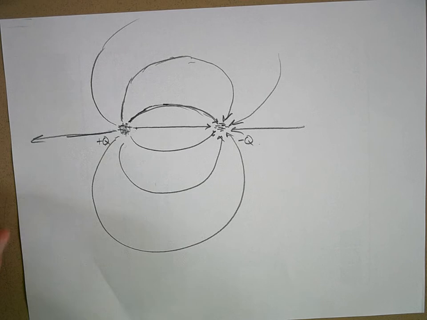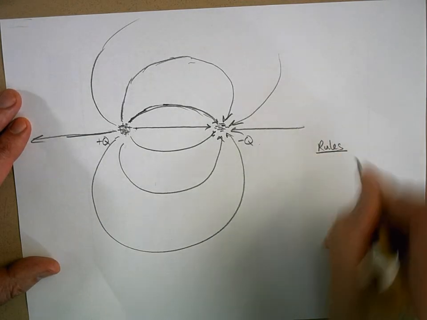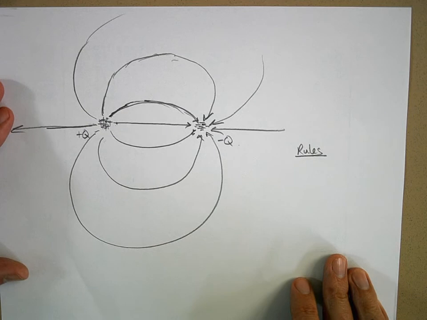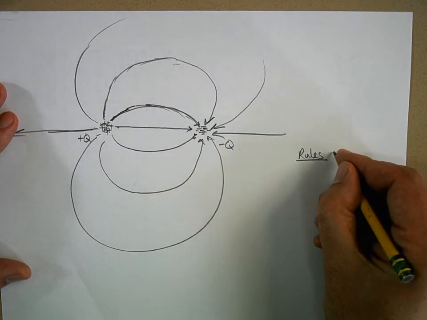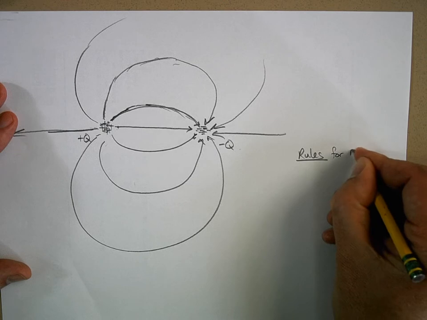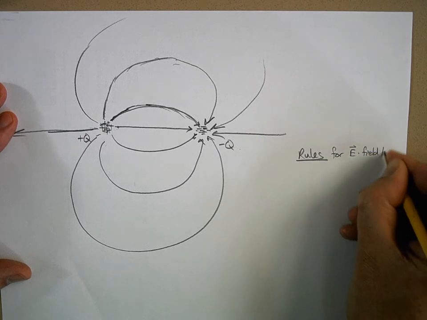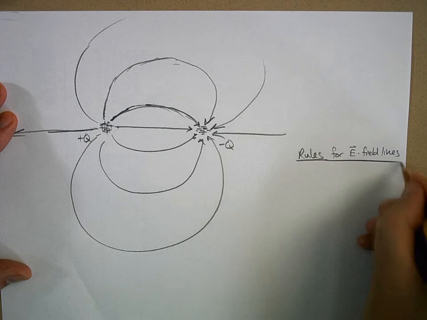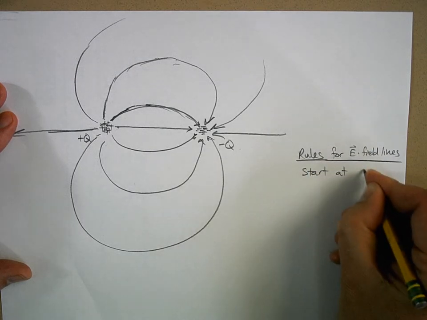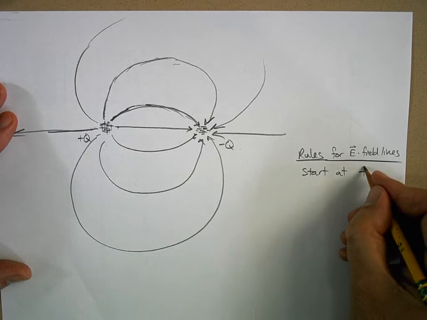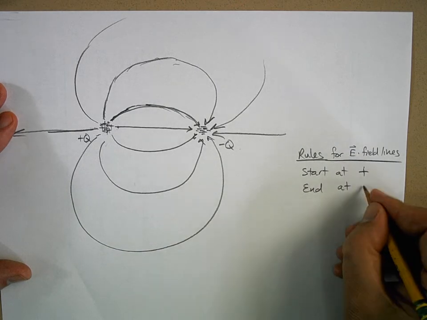So let's write the rules here. Field line rules for E fields. E field lines start at positive. They end at negative.